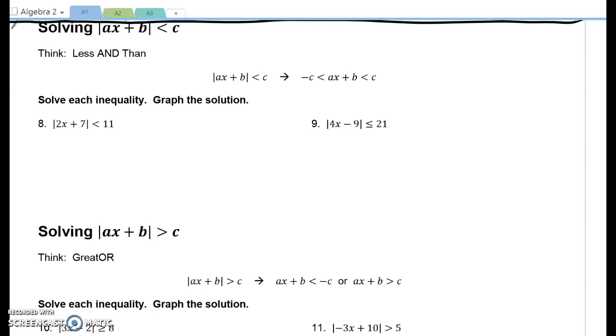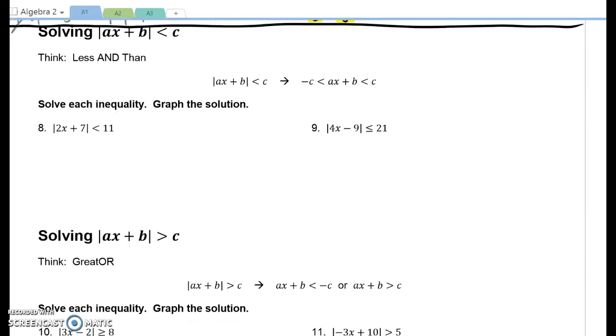Today we're going to be solving absolute value inequalities. This kind of combines what we know about absolute value and what we know about inequalities. And there's a couple different ways that you can remember how to set this up. And really, these problems are super easy once you have them set up correctly. So the hardest thing is getting them set up correctly.